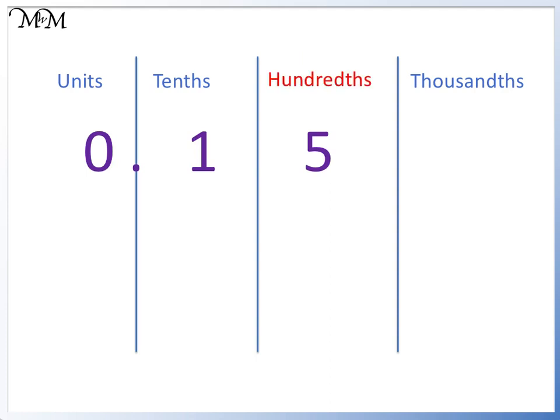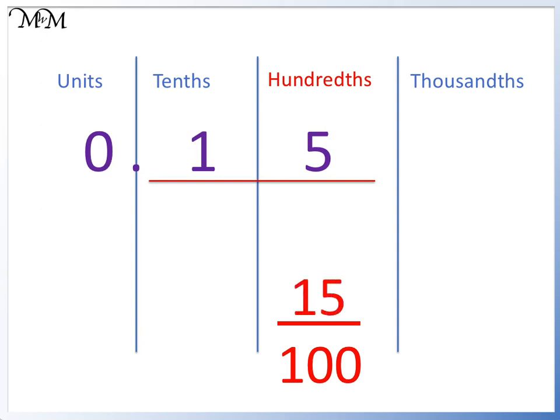0.15 finishes in the hundredths column, so the denominator is 100. Reading across from the decimal point, we have 15. 15 is our numerator. Our answer is 15 hundredths. To take it one step further, 15 over 100 can be simplified to 3 over 20 by dividing both the numerator and denominator by 5.